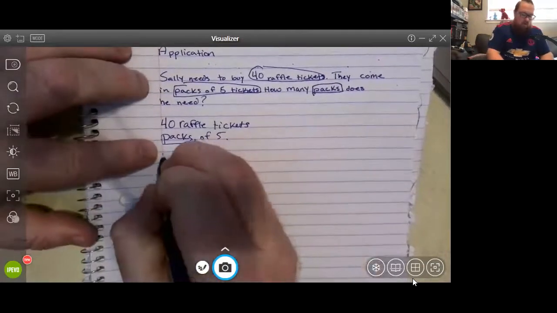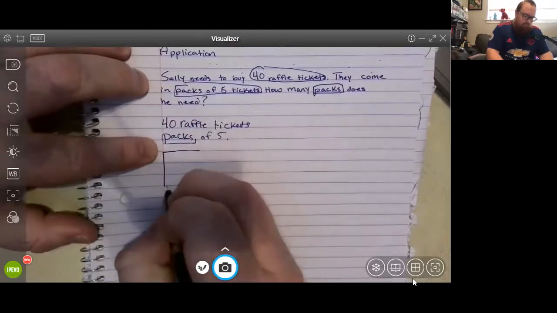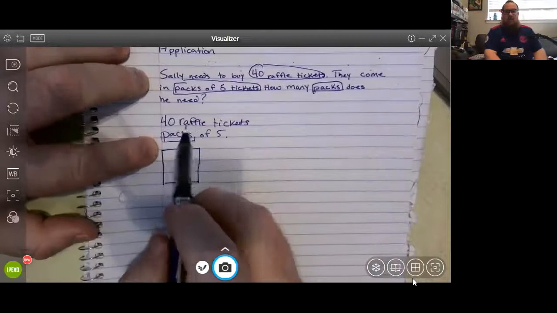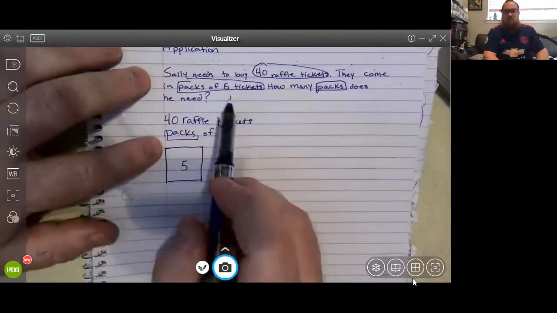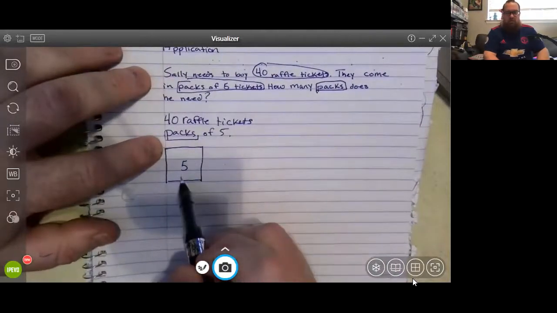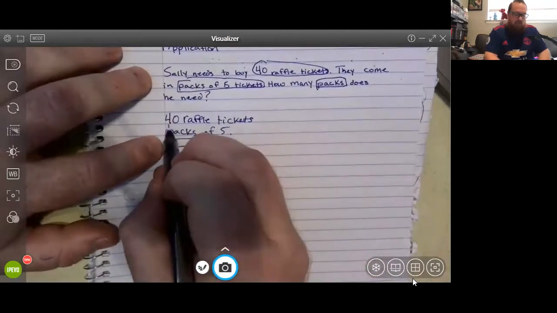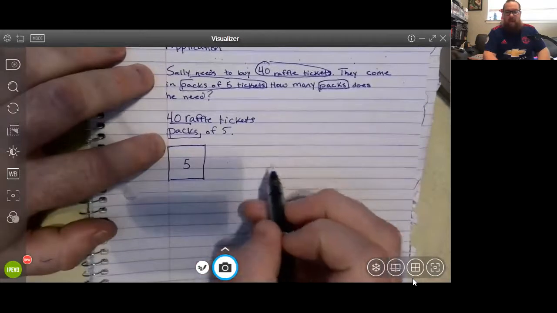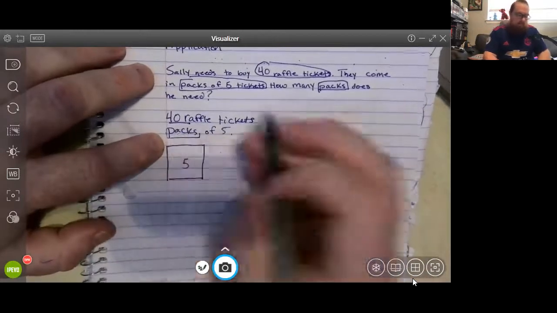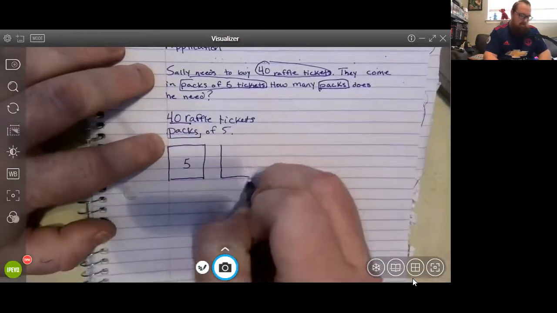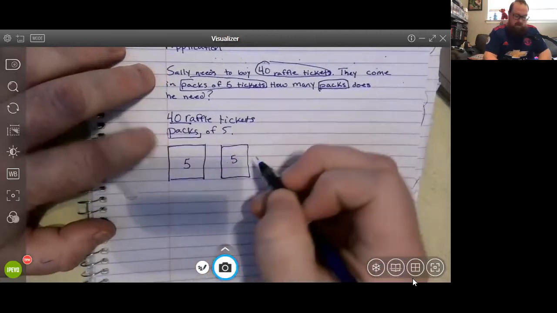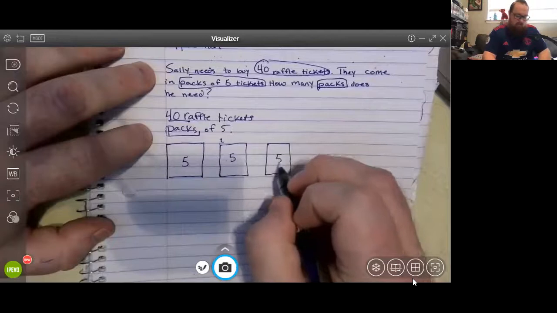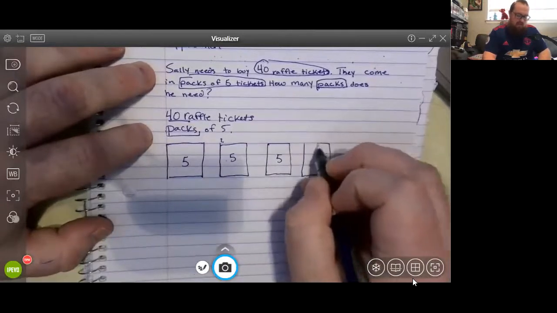So I know that one pack has 5. And I know this because it's told to us. So because it's told to us, that's what we're going to use. So I need 40 raffle tickets. So here I only have 5. So I need to make multiple packs until I get to 40. So I can make another one. Now I've got 2. So by the time you're done, you should have 8 packs.